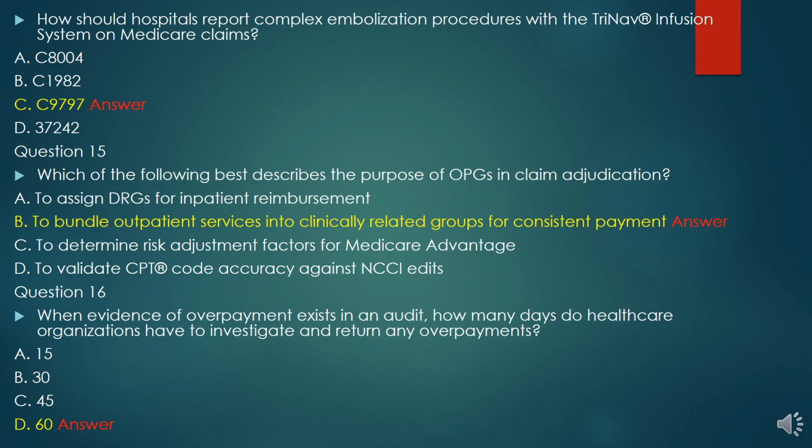Question 15. Which of the following best describes the purpose of OPGs in claim adjudication? A. To assign DRGs for inpatient reimbursement. B. To bundle outpatient services into clinically related groups for consistent payment. C. To determine risk adjustment factors for Medicare Advantage. D. To validate CPT code accuracy against NCCI edits.